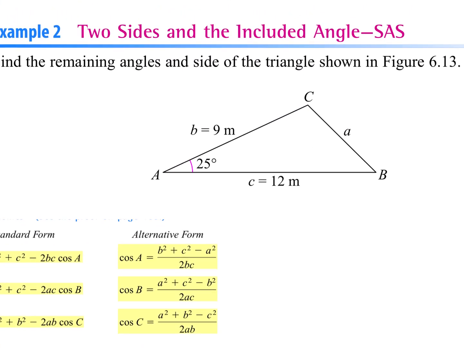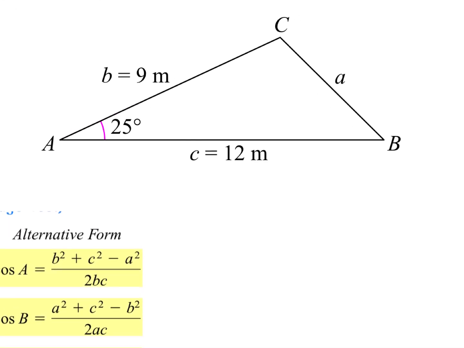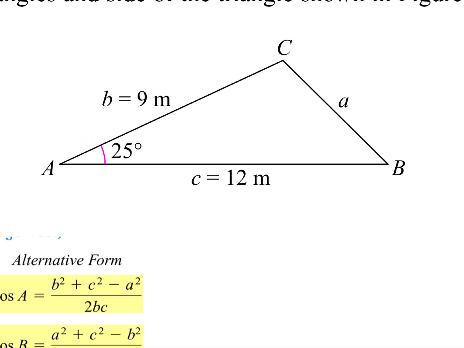Find the remaining angles and the side of the triangle. Now, even if it didn't say use law of cosines, initially, if you wanted to use the law of sines, could you use that? No. You need to have an angle and its corresponding side length, so you can't right now. You could find the area, right? We could say 9 times 12 times the sine of 25 divided by 2. You find the area, but that's not what we're doing right now.